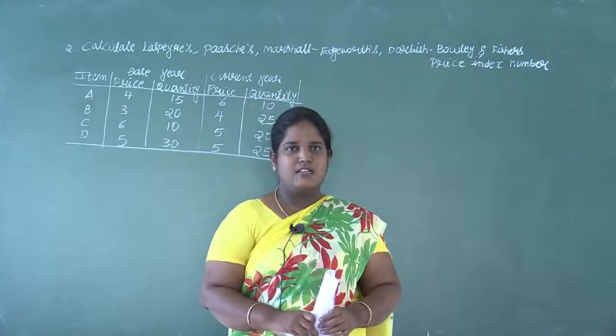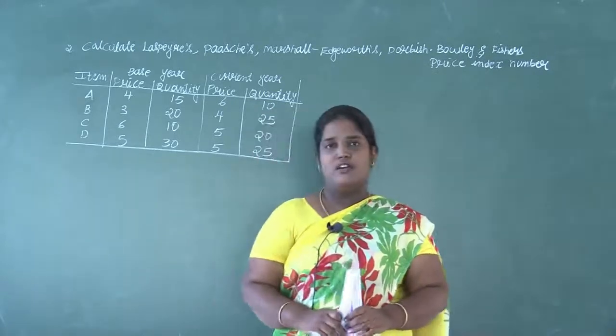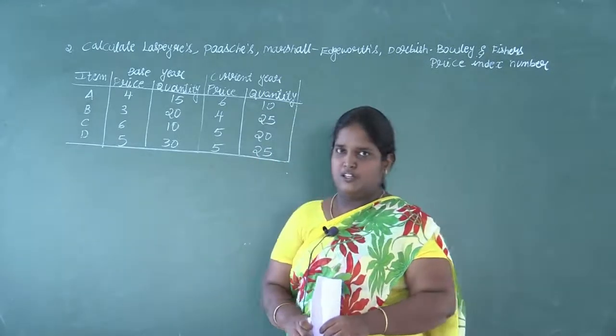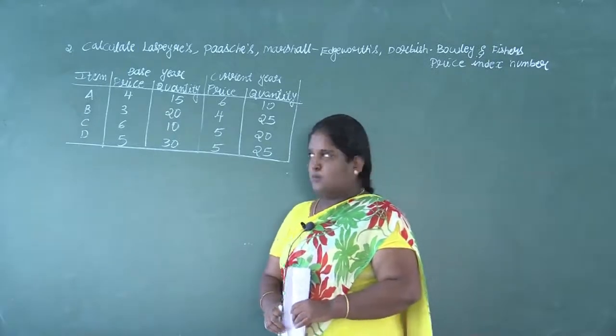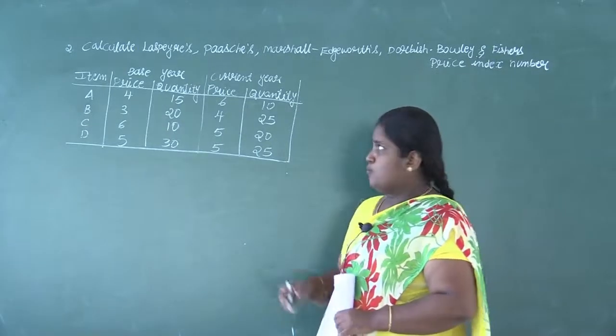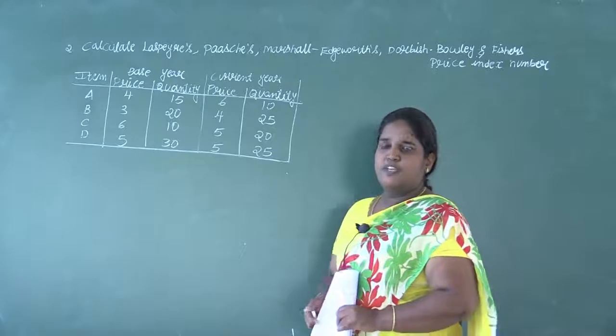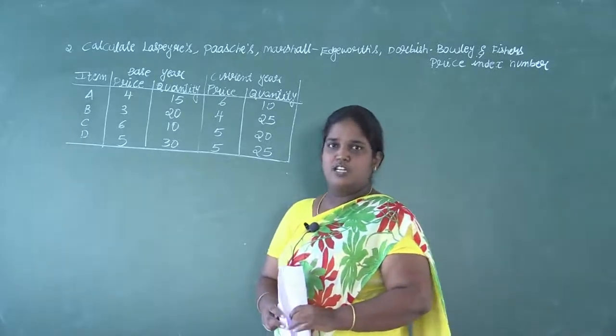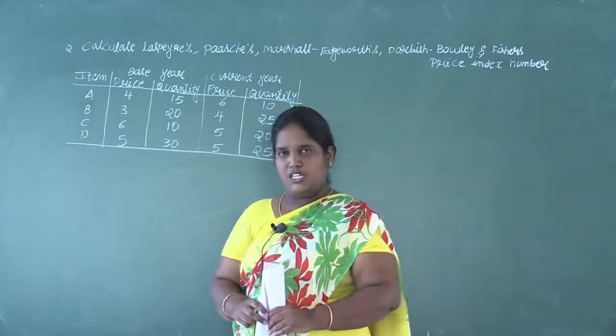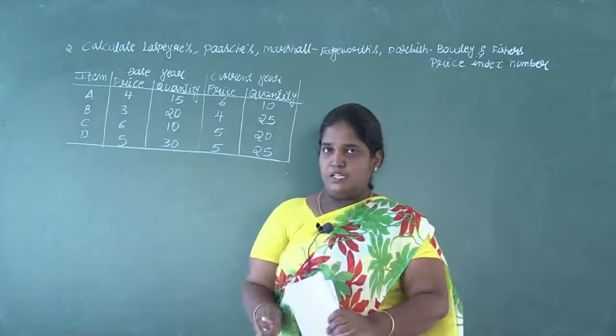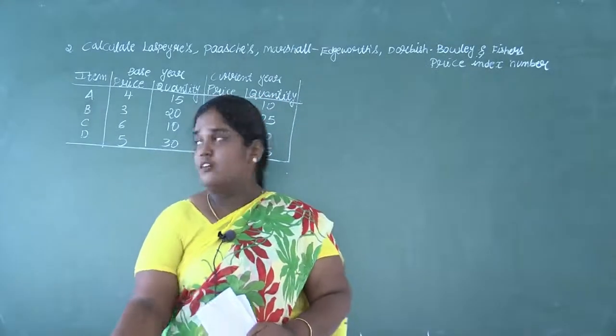Students, in the previous class we were studying the weighted aggregative method. So today we are continuing with the same type of problems. It is a 10 marks problem. I have written: calculate Laspeyres, Paasche's, Marshall-Edgeworth, Dorbish-Bowley and Fisher's price index number. So again I am including all the 5 methods here.